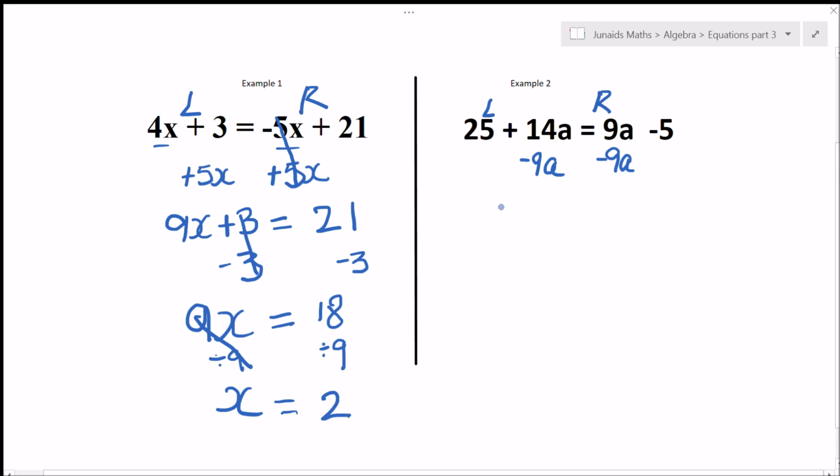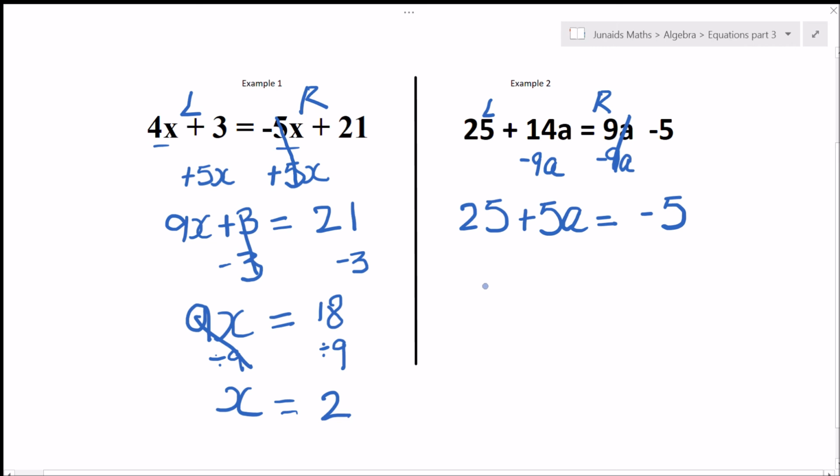What do we get now? Okay, so this is going to go away. On the left hand side, we have 25 and 14a take away 9a. That is going to give us positive 5a equals, that's already gone. We are left with only minus 5.